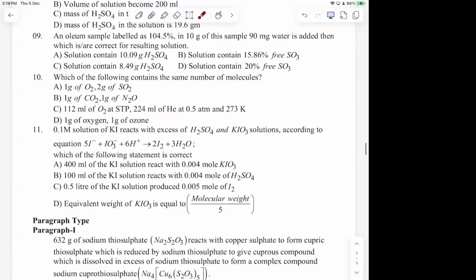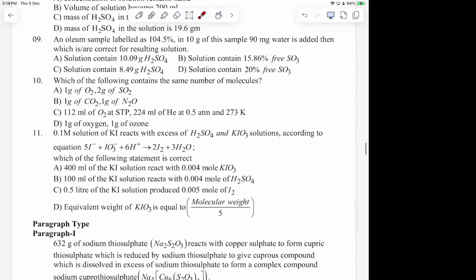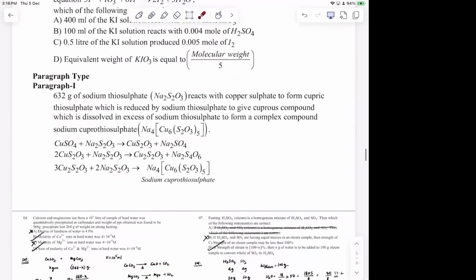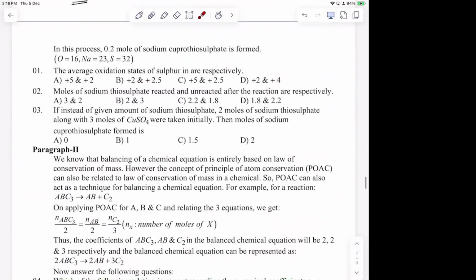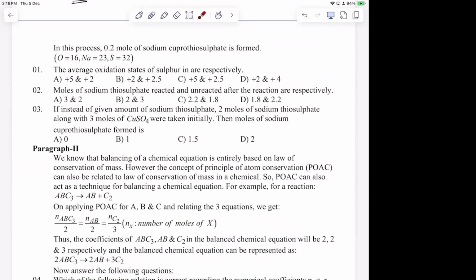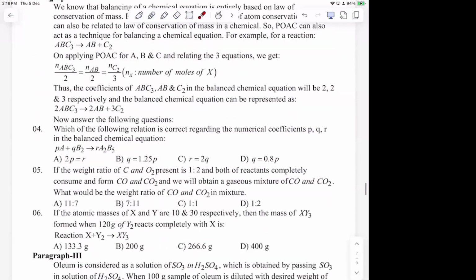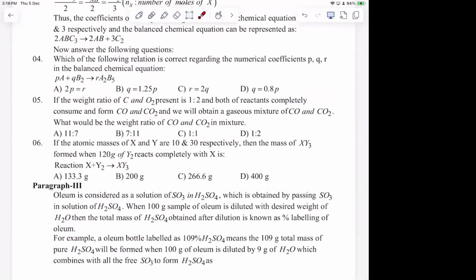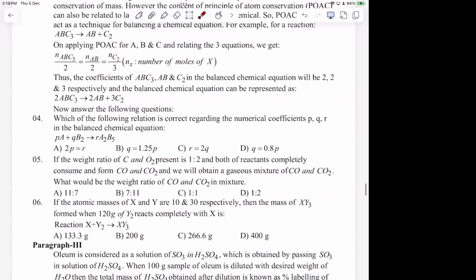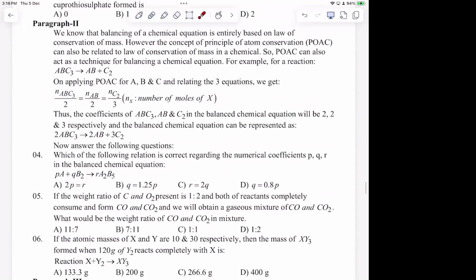What is the next one? The oxidation state question is easy. Oxidation state questions, I think you should be able to apply the coefficient of this. Okay. Check out paragraph 2 here.